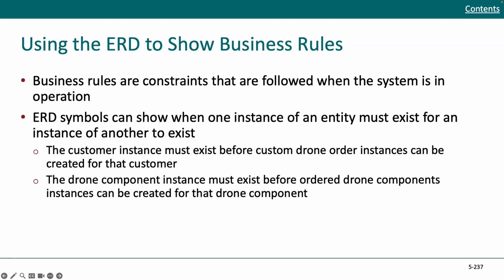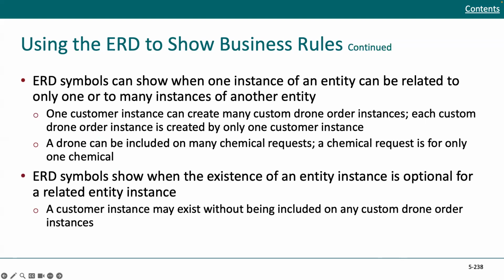And accordingly, a drone component instance must exist before order drone component instances can be created for that drone component. ERD symbols can show when one instance of an entity can be related to only one or to many instances of another entity. One customer instance can create many custom drone order instances. Each custom drone order instance is created by only one customer instance.